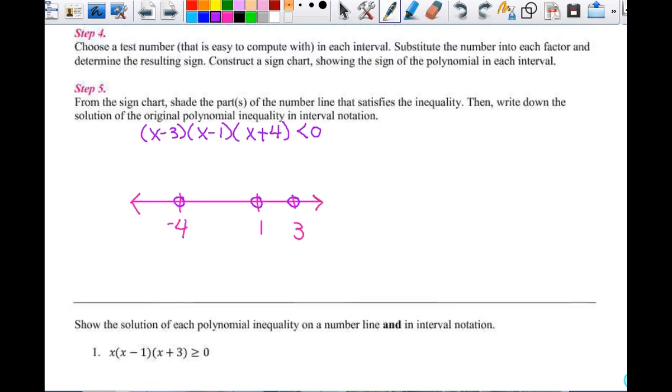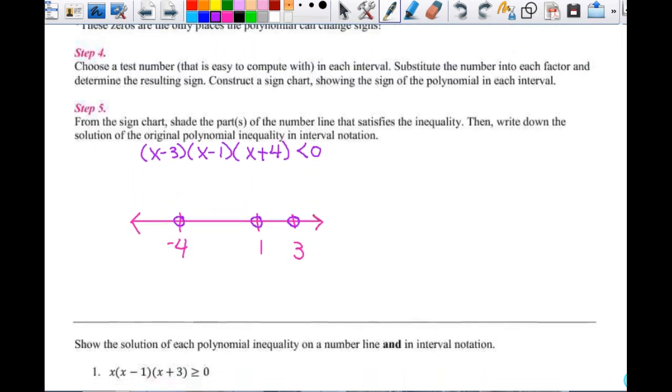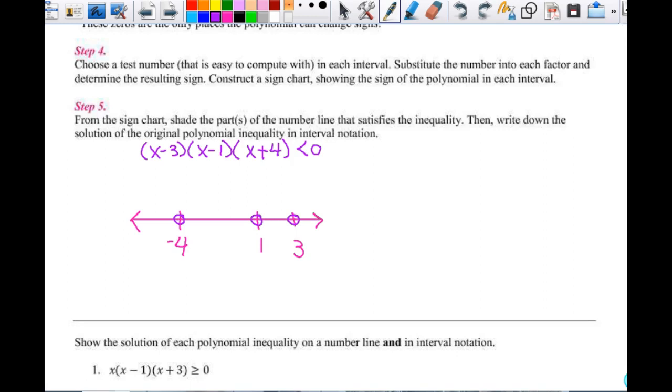So you can kind of think of your number line as the x-axis. These are the zeros, right? And so that's why they're on the x-axis. That's when y is 0. And we are going to look at whether or not these intervals of our function would be positive or negative. So we do that. It says to choose a test number that is easy to compute with in each interval, substitute the number into each factor, and determine the resulting sign.